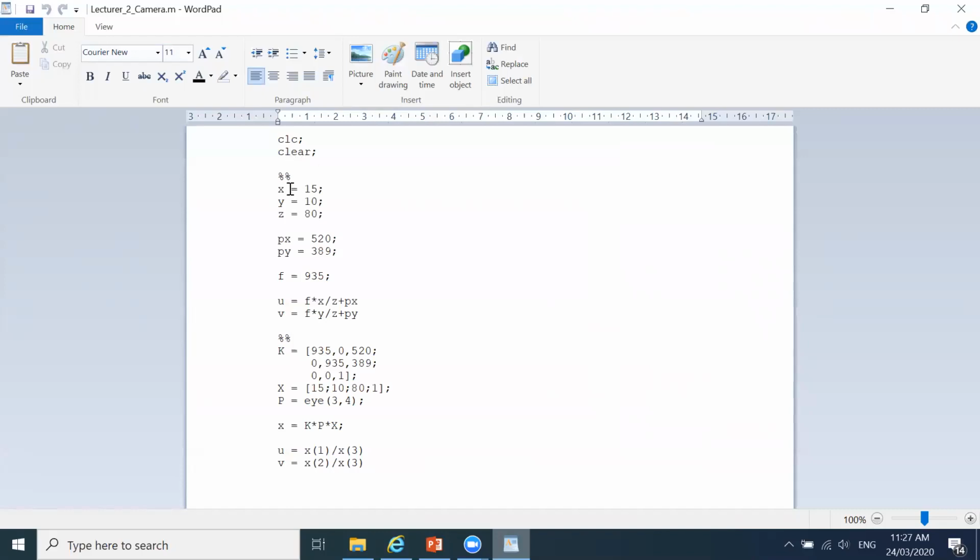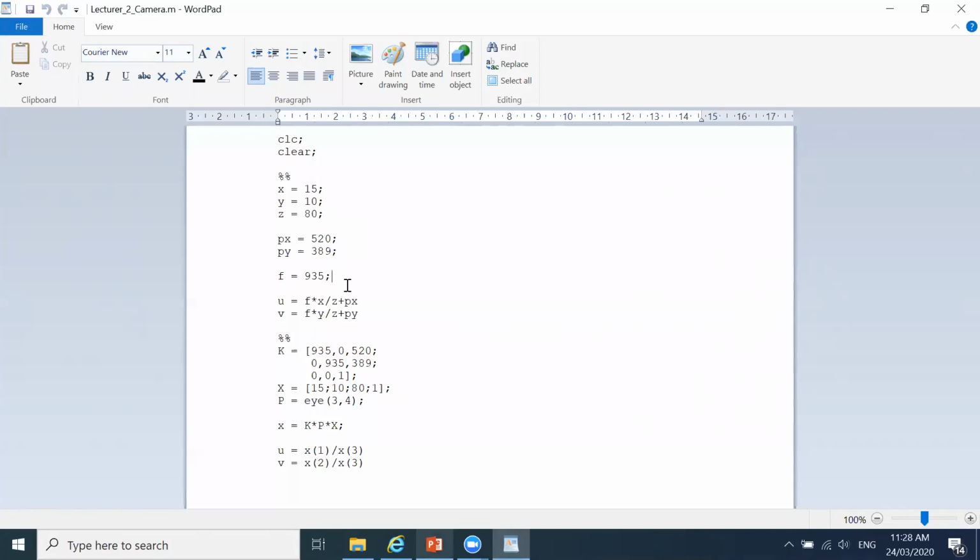The first thing is you have X, Y, and Z, that's the location of the 3D point. And again, that point, as described in the question, is in the camera coordinate frame. Then we just need to do the central projection with the principal point offset, right? Also, we have the principal point with PX as 520, and PY is 389. We also have the focal length as well, 935.